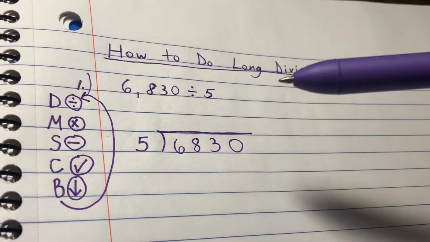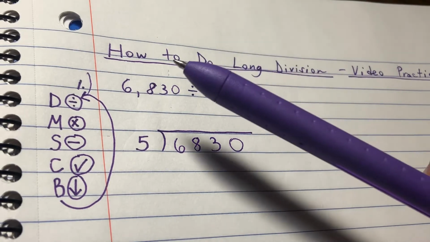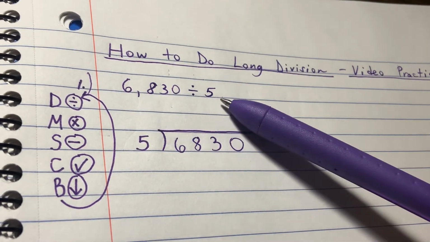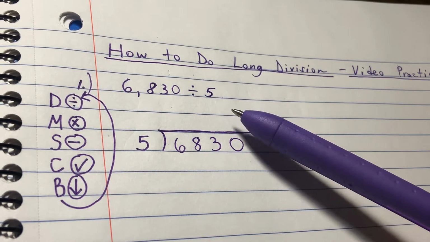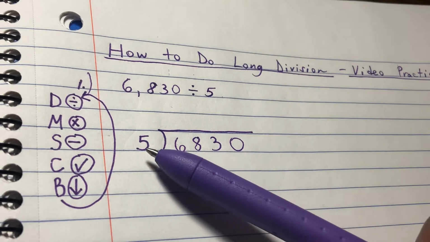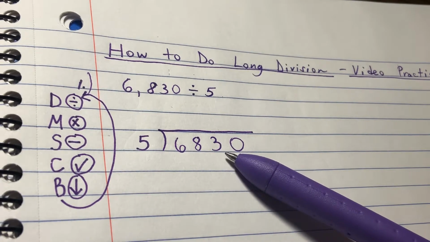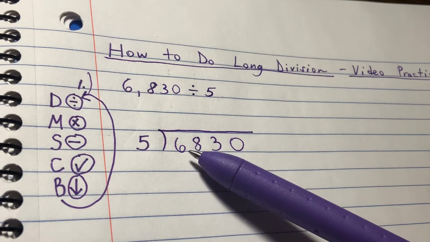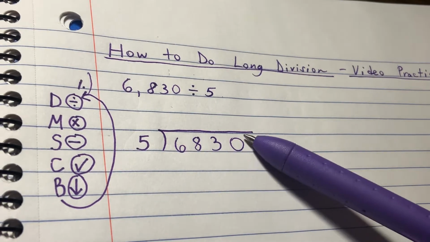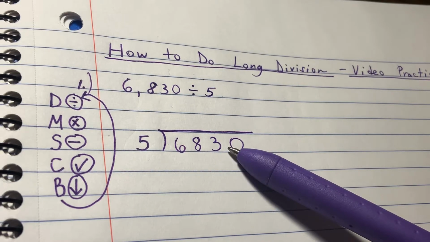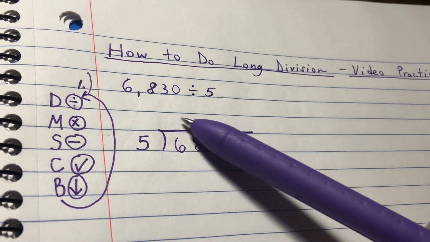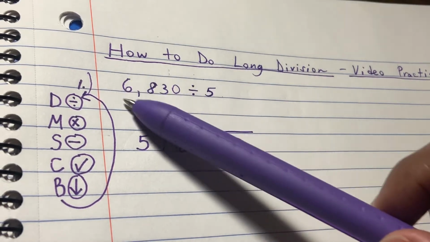Notice something. You say 6,830 divided by 5 written this way, and guess what? You read it the same way this way. Do not say, oh, Mr. B, this is 5 divided by, no. This is 6,830. You say the number inside the house first, 6,830 divided by 5. This is read the same way as this.